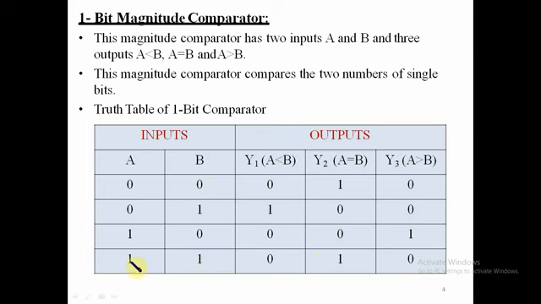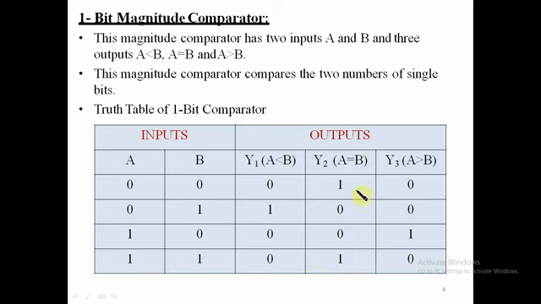Next inputs: a is 1 and b is 1. Both a and b are high, so a is not less than b, that output is 0. Because a and b have the same value, they are equal, a equals b, so that output is high and the remaining are all zeros. I think all of you are clear on that, a very easy concept.